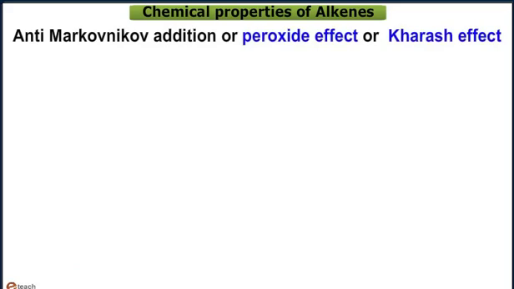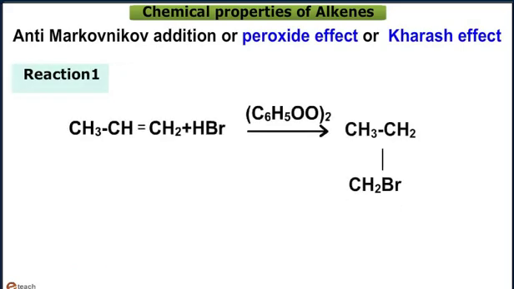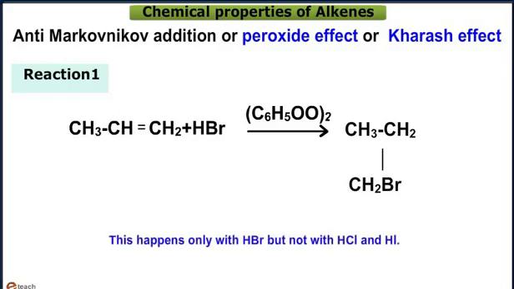Anti-Markovnikov addition or peroxide effect or Kharash effect. Reaction 1 is CH3-CH=CH2 plus HBr gives, in presence of C6H5COO whole twice, CH3-CH2-CH2Br. This happens only with HBr but not with HCl and HI.